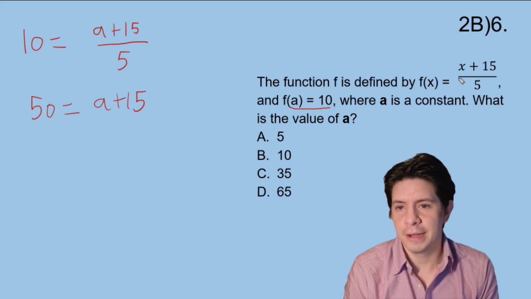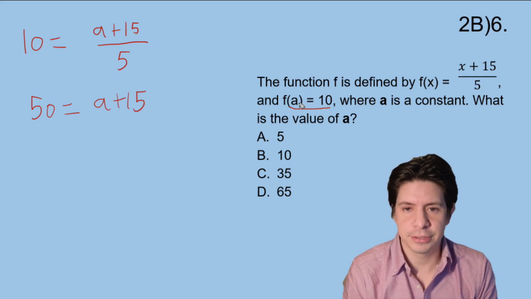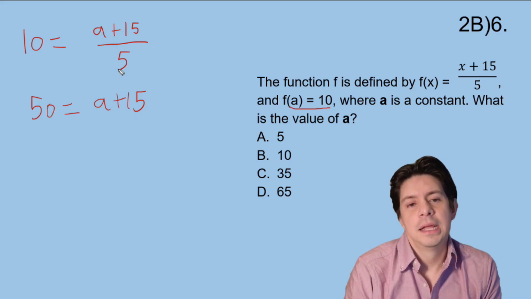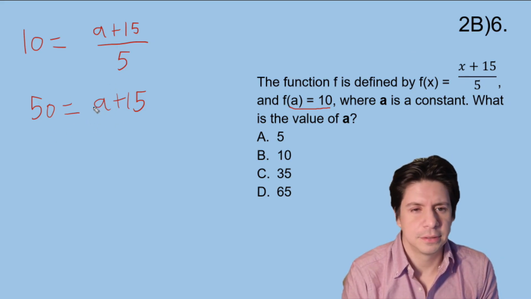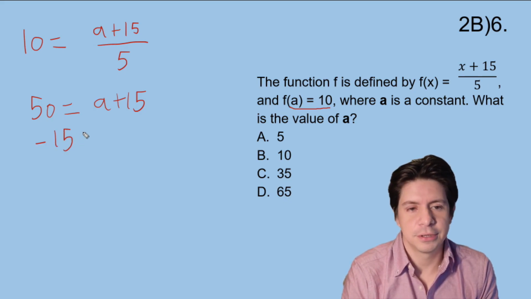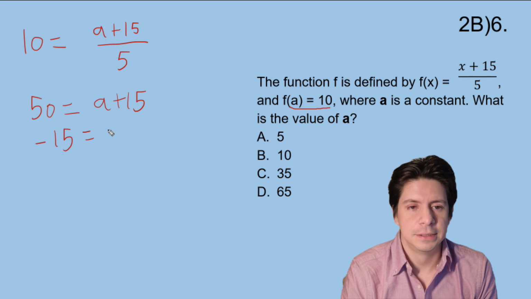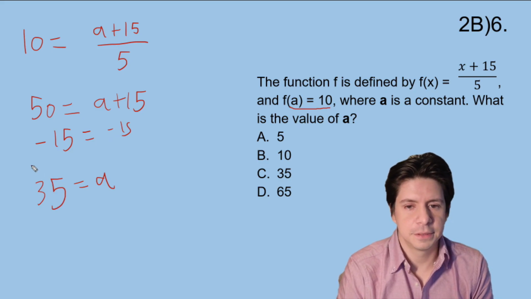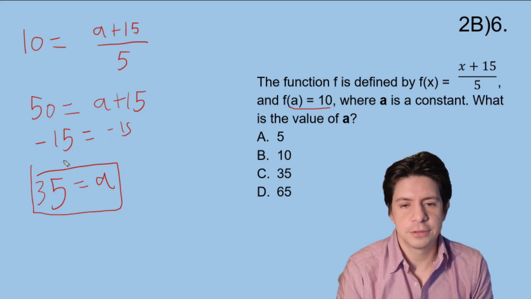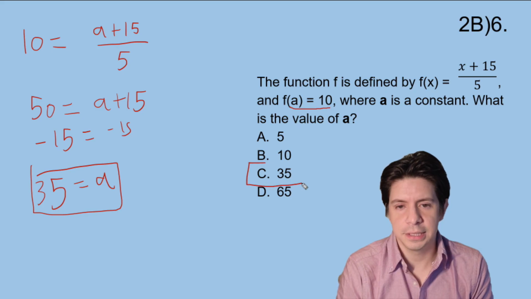And you could have graphed this and then see what the x value is when it crosses at 10. But I like this method better. I'll show you the Desmos method in a second, but trust me, this is the faster way. You have less chances of messing up. So you're going to subtract 15, right? So a equals 35, okay? And if we look at our answer choices, it is C.